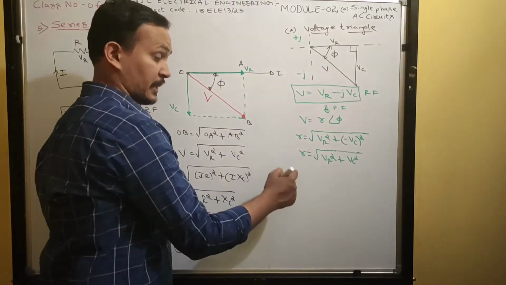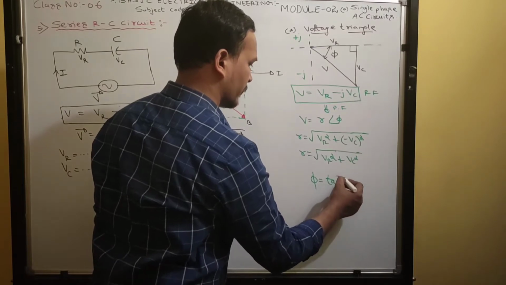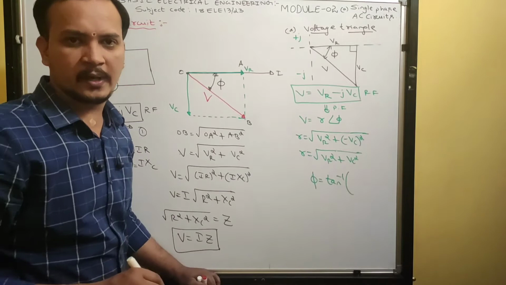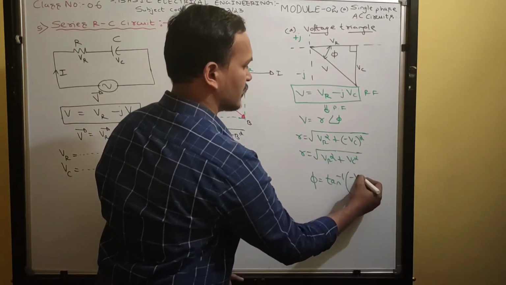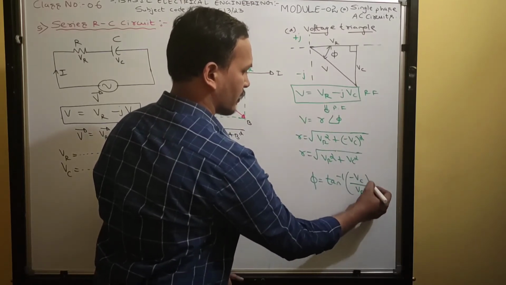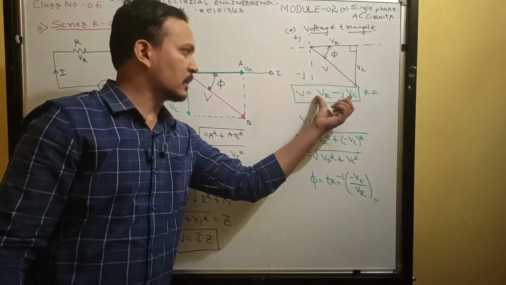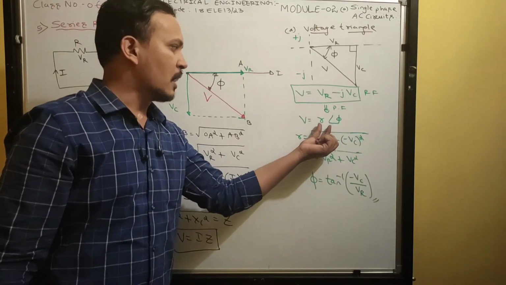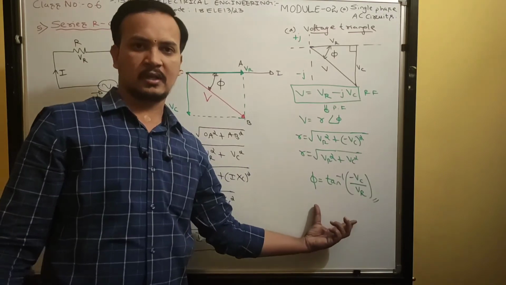So this is magnitude. Then how to calculate angle? Angle is calculated by this formula: tan inverse of imaginary component by real component. What is imaginary component? Minus J VC. What is real component? VR. This gives the value of pi. So if you convert this rectangular form into polar form, you will get R at an angle of pi. R is calculated by this equation. Pi is calculated by this equation.